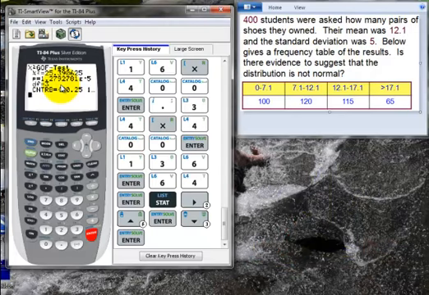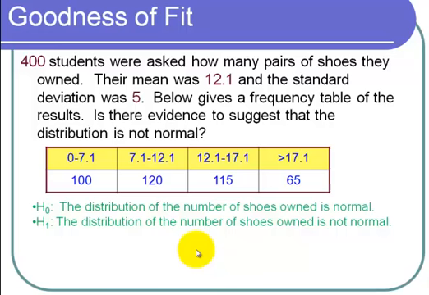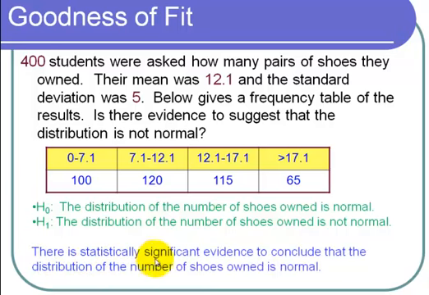So let's go back to the PowerPoint. Okay, so here's the PowerPoint, and we had a really tiny p-value. So what we can say is there is statistically significant evidence to conclude that the distribution of the numbers of shoes owned is not normal. Again, we don't know why it's not normal, but we do know with very strong evidence, because we had such a tiny p-value, that the distribution is not normal. Okay, so let's move on to the next kind of test.